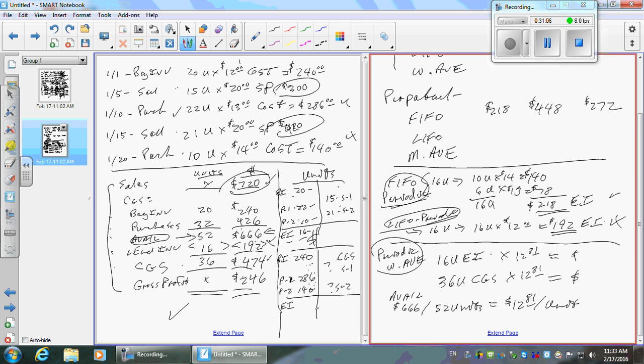Look at this. What's 12.81 times 16 units? What's 12.81 times 36? That must be my ending inventory and my cost of goods sold, huh? Okay, that's my ending inventory, everybody. Do you agree? What's my cost of goods sold got to be? 461.8. Yeah. Stick around, count for us.